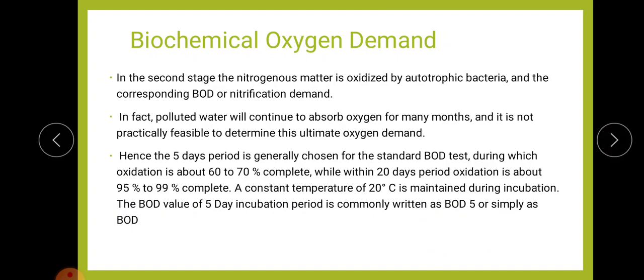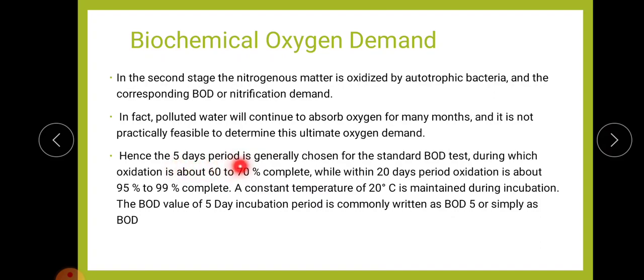So in fact, the polluted water will continue to absorb oxygen for many months, and it is not practically feasible to determine this ultimate oxygen demand, because this process continues for so many months. So for calculating this BOD, we are selecting a 5 days period.